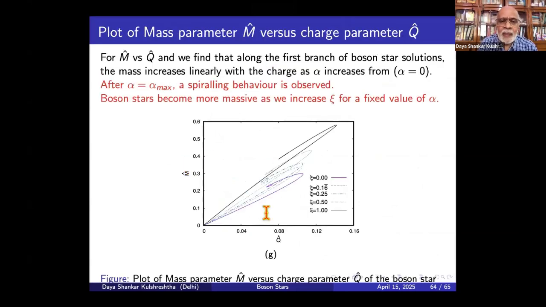This is the last figure, which shows the mass versus the charge. Yuta very much loves these figures. Here you see that M increases almost linearly up to this limiting value of alpha. Then it's not so visible here, but you get these spirals. After alpha goes to alpha max, a spiraling behavior is observed, and it becomes more massive as we increase xi for a fixed value of alpha. With this, I think I'm through with all my results.